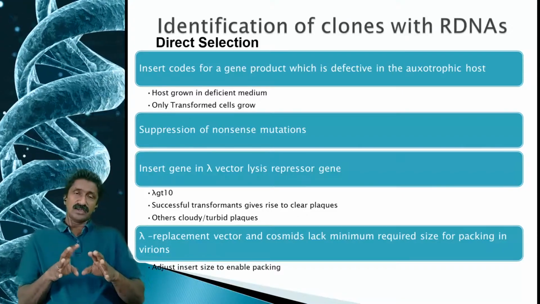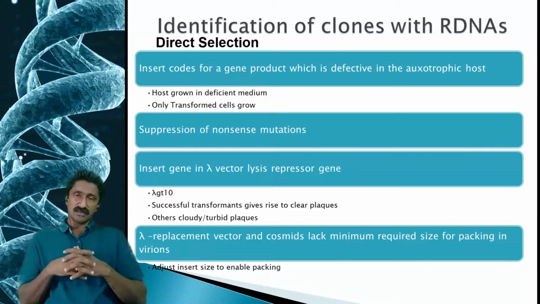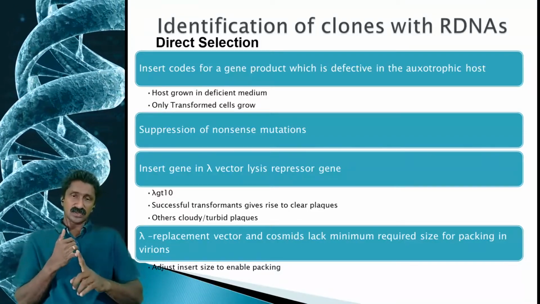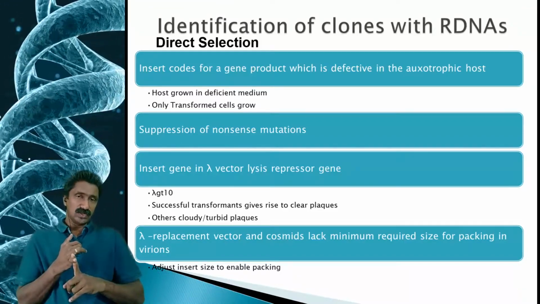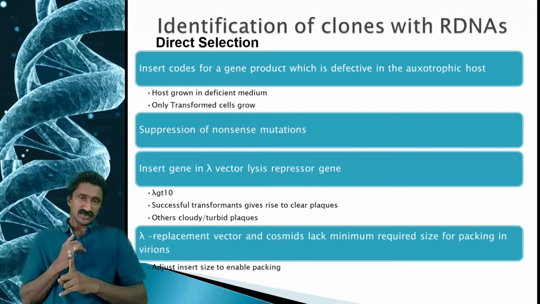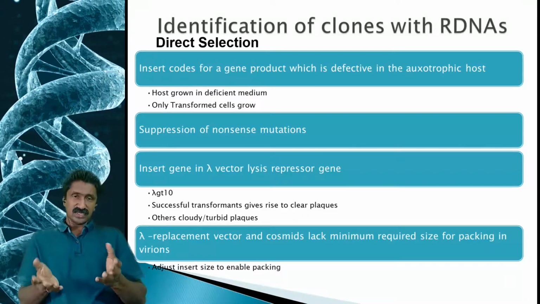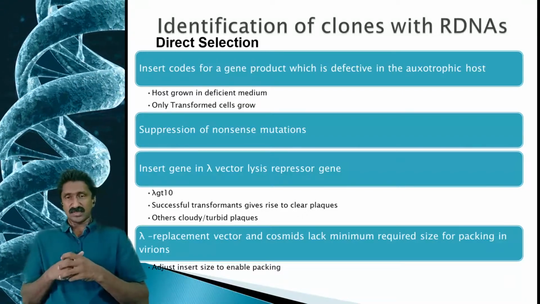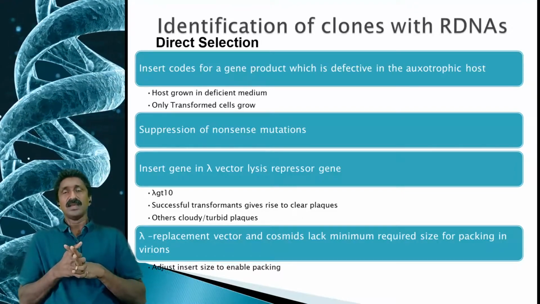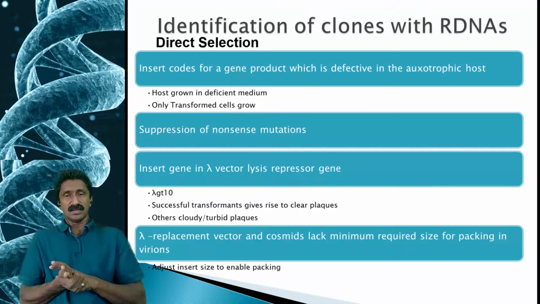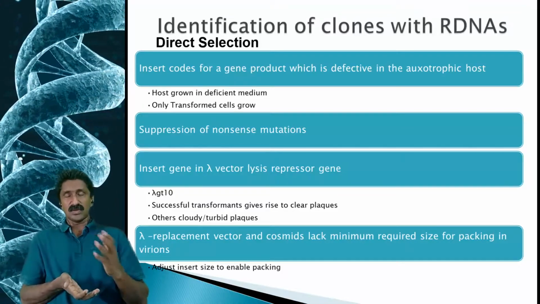Thereby, it doesn't require that supplementation in the medium. Usually, host cells are grown in deficient medium. Only transformed cells can grow in that deficient medium. Say a particular amino acid, or any amino acid-containing compound, is deficient in the medium, and that deficient medium cannot normally support the auxotrophic host.